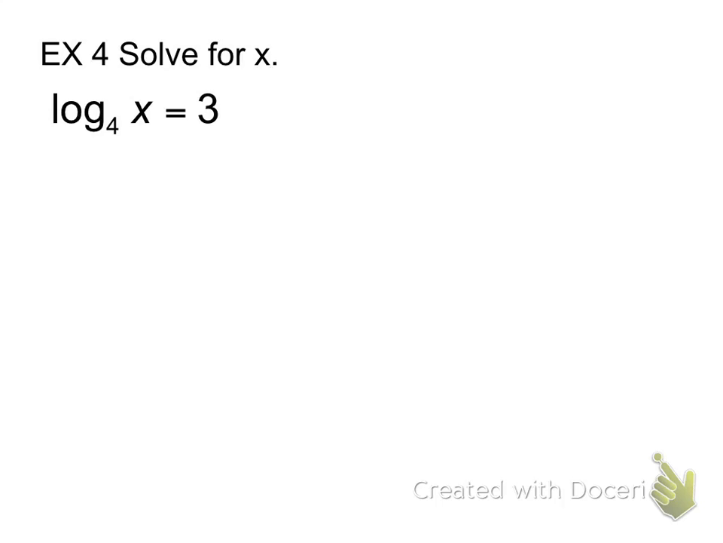So to remember to write in exponential, we use our little loop-de-loop around the equal sign. So I'm going to start with the 4. 4 raised to the third power equals x. Then I can just type that in my calculator. 4 to the third is 4 times 4 times 4, which is 64.